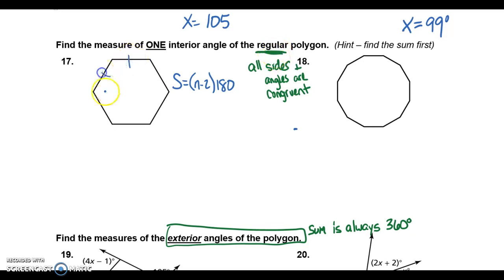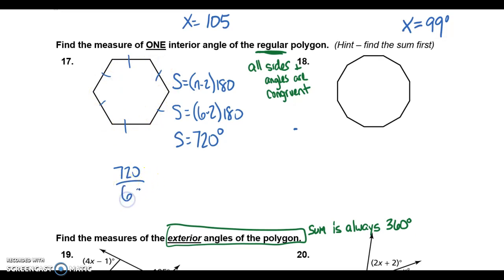So we count the sides again, 1, 2, 3, 4, 5, 6. So we're going to have 6 minus 2 times 180, and so that's 4 times 180, which is 720. And then the second part is much easier than the ones we did up above, because now we just have to take 720 and divide it by the number of angles, which is the same as the number of sides. So 6 sides or angles, both. And 720 divided by 6 is 120 degrees. So each angle is 120 degrees.